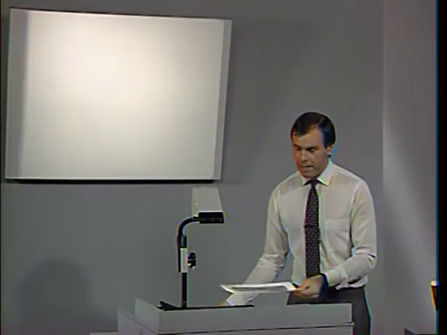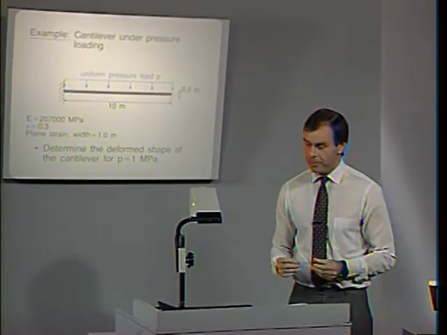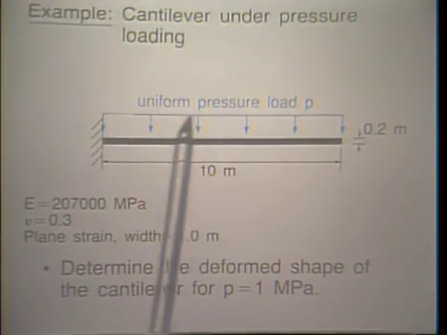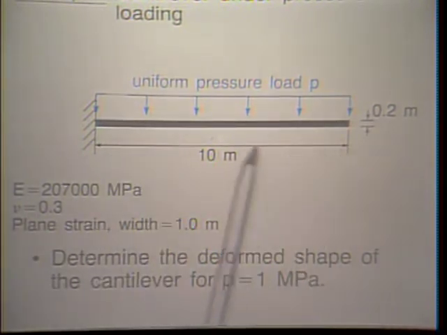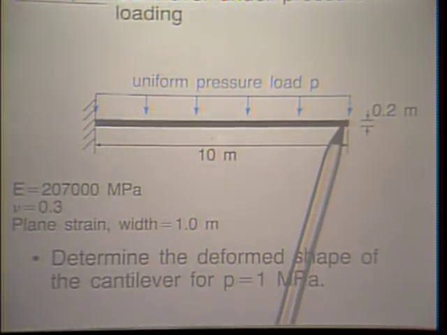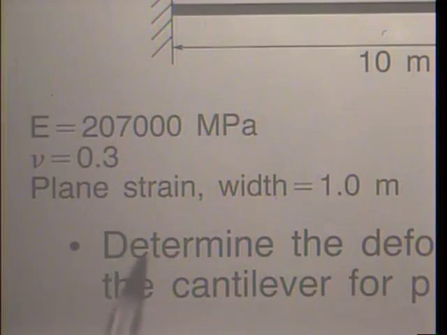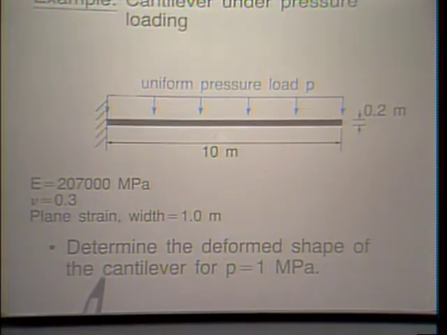As a next example, I'd like to look with you at the analysis of a cantilever under pressure loading. Here we have the cantilever. This is the pressure loading applied. Notice it's quite a long cantilever when measured on the depth. Here are the material data. We analyze this problem using a plane strain situation, and we want to perform the analysis for P equal to 1 megapascal.